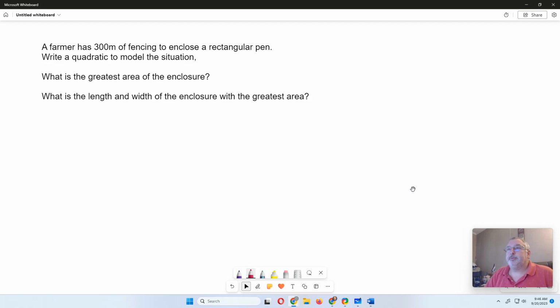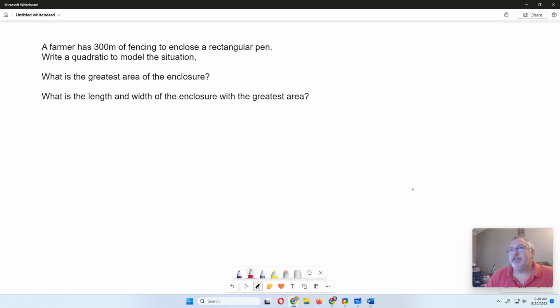We're looking in Algebra 2. We've got a situation where we need to model a quadratic equation to the situation and then figure out some information about it after we do that. So here we have a farmer. He has 300 meters of fencing to enclose a rectangular pen.